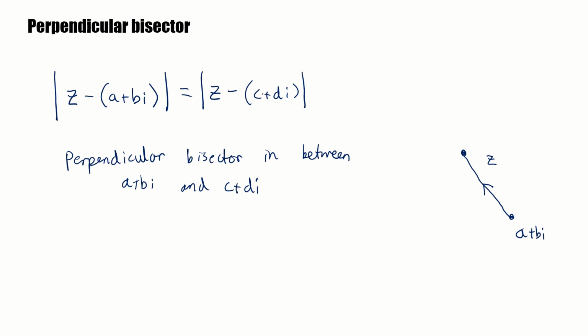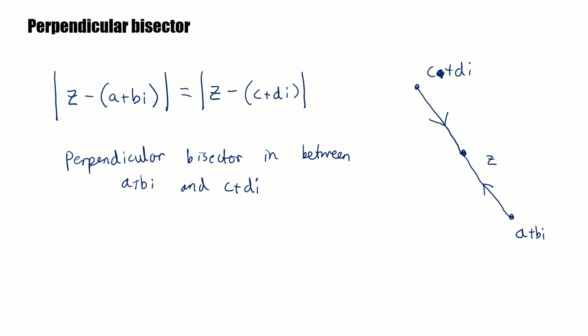But then, if we're also having on the other side z minus (c plus di), well, that means we're starting at c plus di, a different point, and then going from there to z again. But it's the same point z, because it's in an equation, wherever you see z, they're all talking about that same point. So, again, we want the length of that line as well.